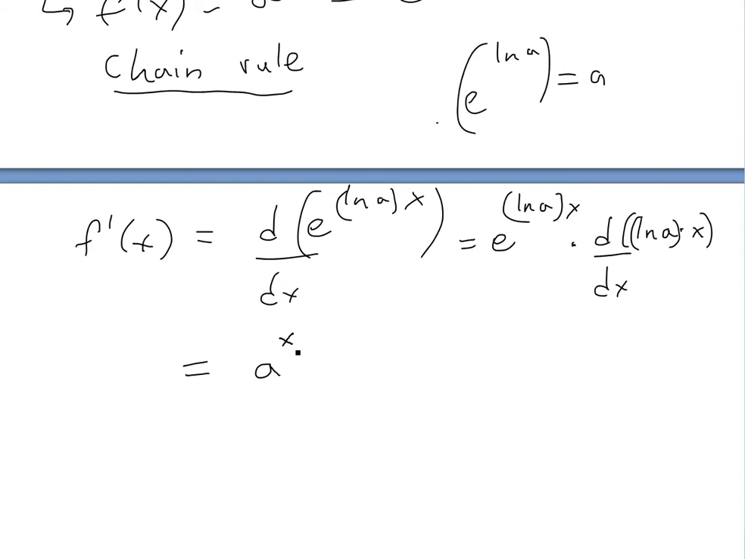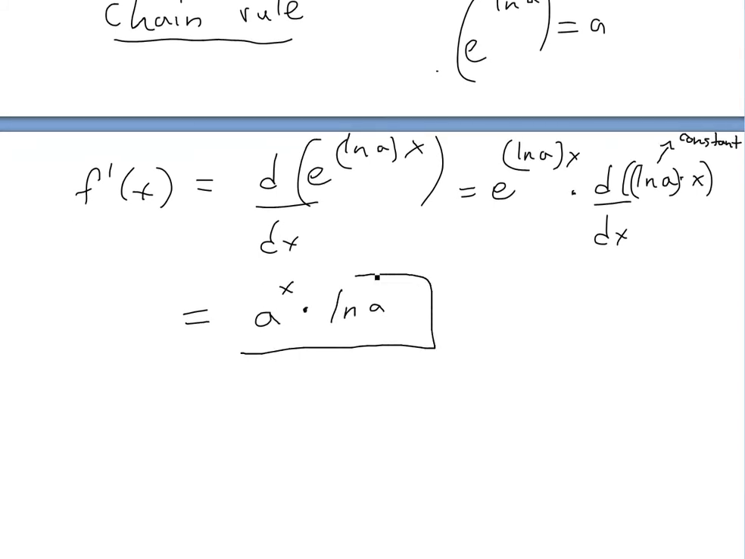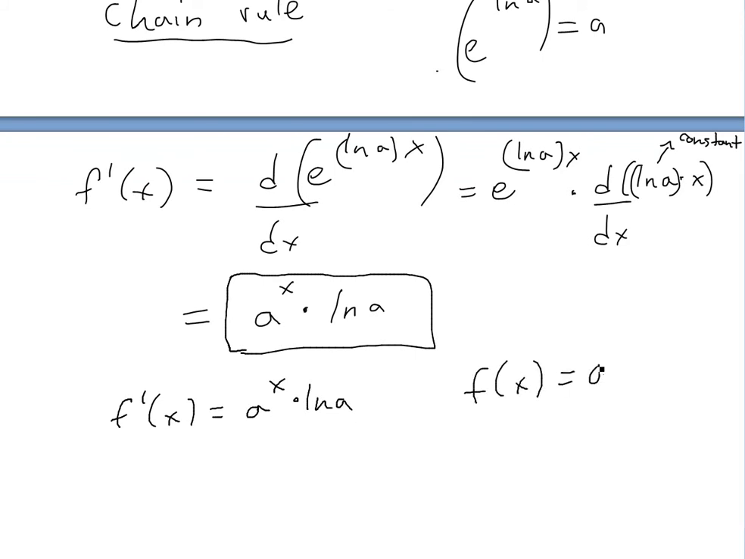This will have a to the x times the derivative of ln a times x. Well, ln a is just a constant, and the derivative of any constant times x is just that constant. So we just have ln a. This is using the chain rule. So we just derived the expression: f prime of x equals a to the x times ln a, where f of x is equal to a to the x.